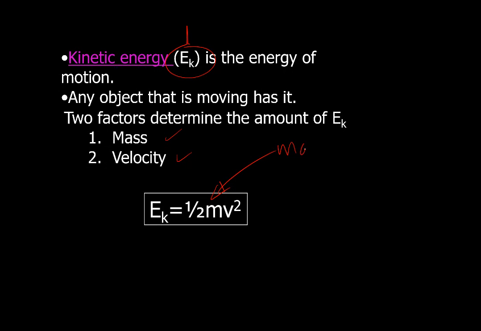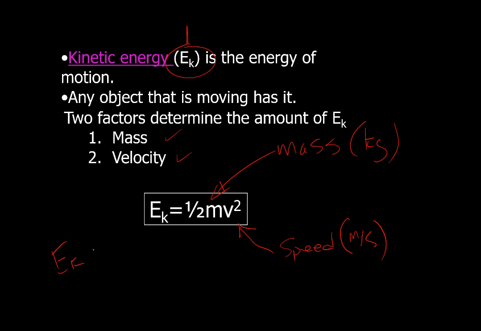M is the mass. It's got to be in kilograms, and V is the velocity, or really we could say speed in this case because the direction actually doesn't matter here. Usually they say velocity, and it's got to be in meters per second. And then EK is the kinetic energy, and it's measured in joules, just like work. Actually, all energies are measured in joules.